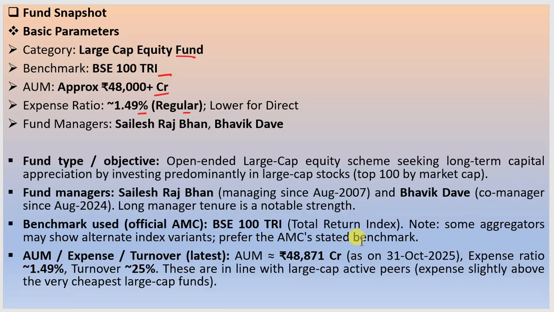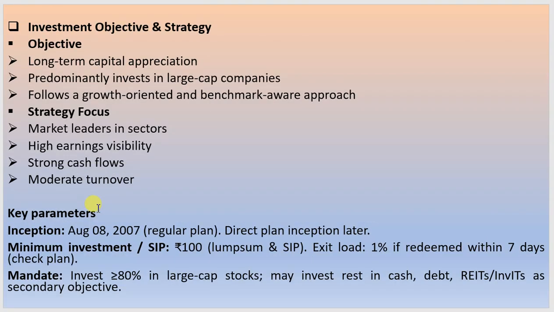Benchmark used by the AMC is BSE 100 TRI. TRI means total return index. Some aggregators may show alternate index variants; prefer the AMC stated benchmark. Latest AUM is 48,871 crore rupees as on 31st October 2025. Expense ratio is 1.49, turnover 25%. These are in line with large cap active peers. Expense is slightly more than the very cheapest large cap funds.